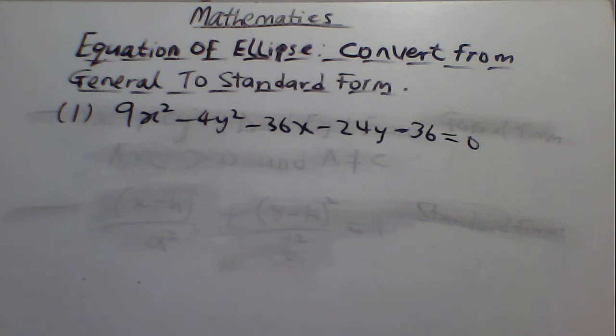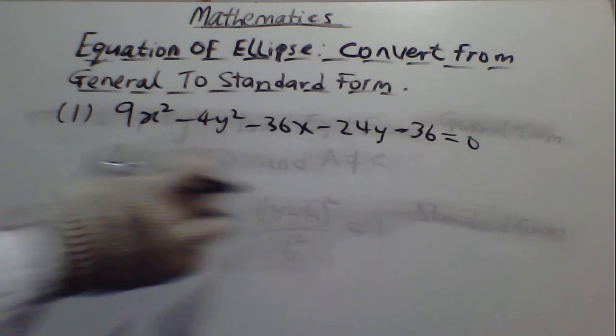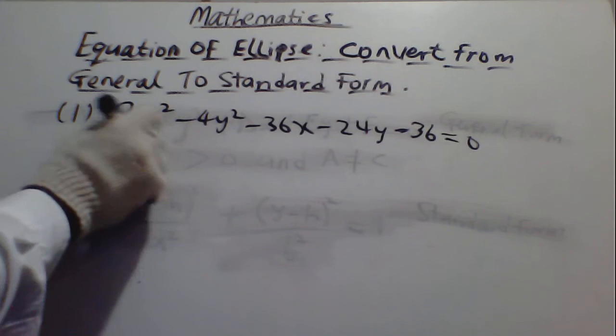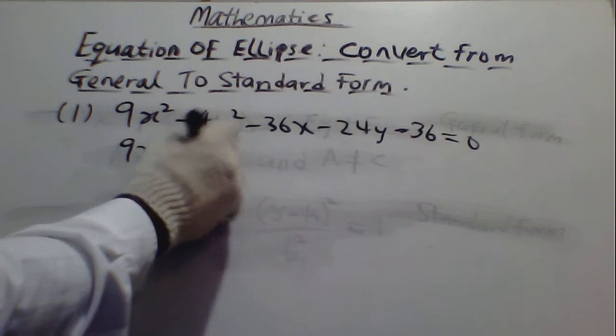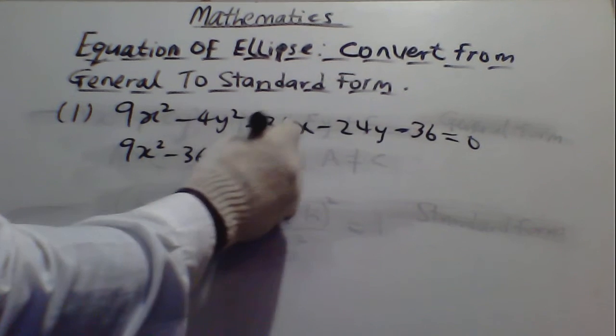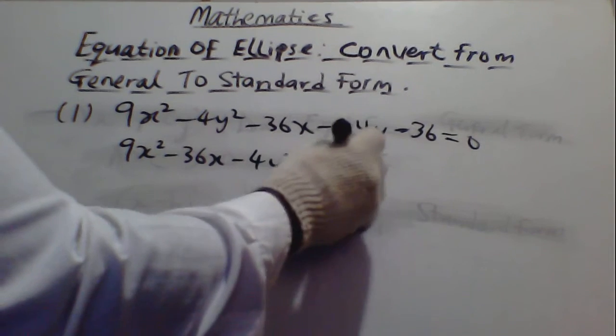If you have learned how to apply completing the square in grade 8 or 9, when you were taught how to find the roots and zeros of a quadratic equation and its function, then this will be familiar. We will use the method of completing the square to solve it. First, collect the terms: 9x squared minus 36x minus 4y squared minus 24y.